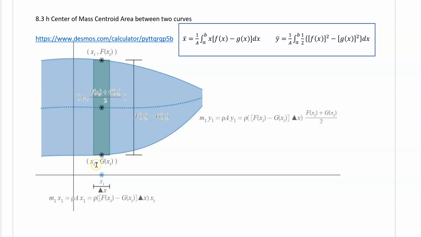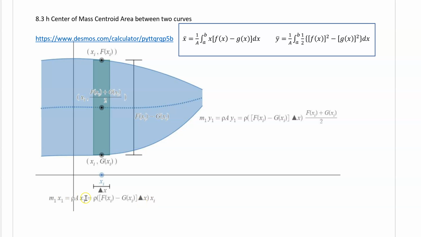So what is the area of this rectangle? Well, our height is f of x sub i, take away g of x sub i. That would be the height. So if that was like 10 and that was a height of 4, it'd be 10 take away 4, which is 6. So it's f of x sub i minus g of x sub i. And the width hasn't changed. It's still delta x. So the area would just be length times width right there. So it's f of x sub i minus g of x sub i times delta x right there.